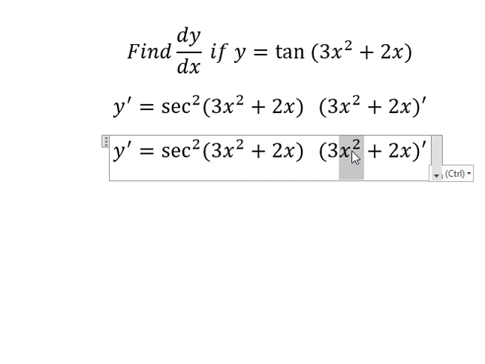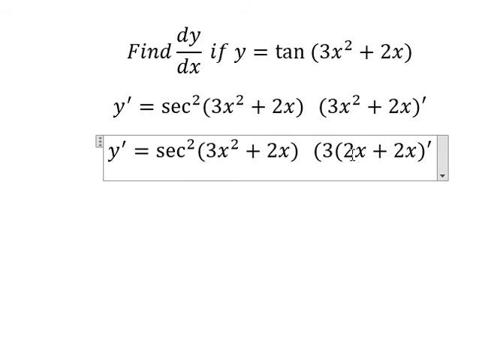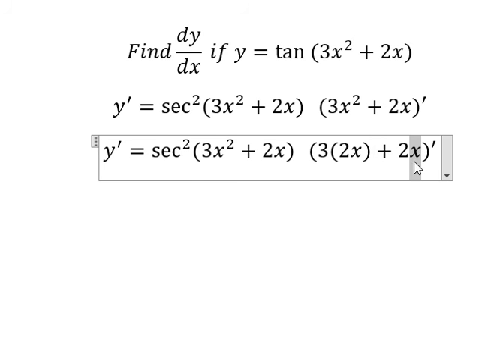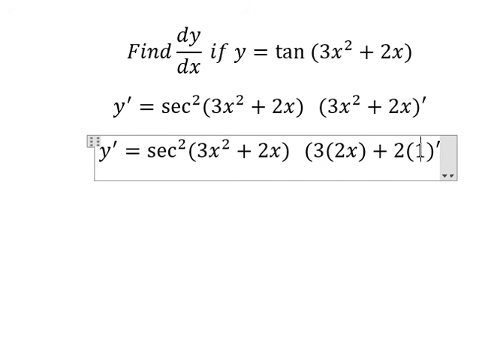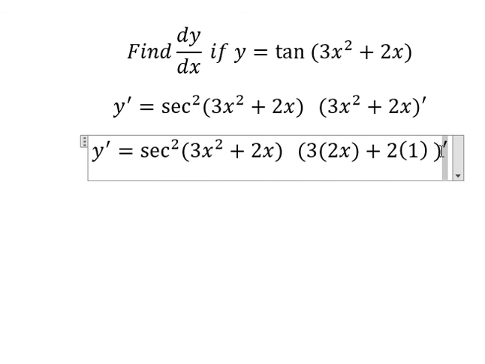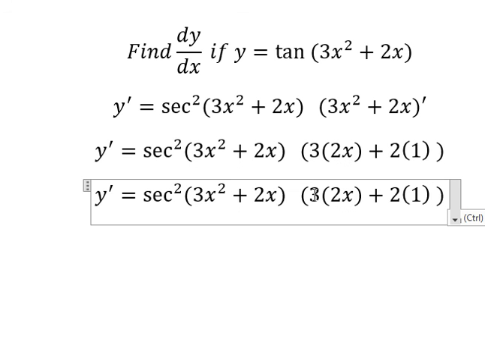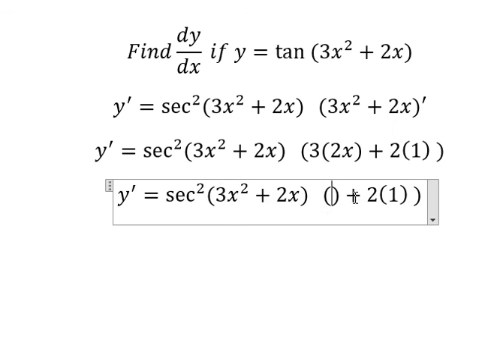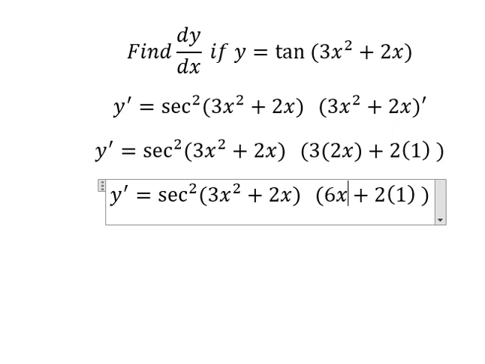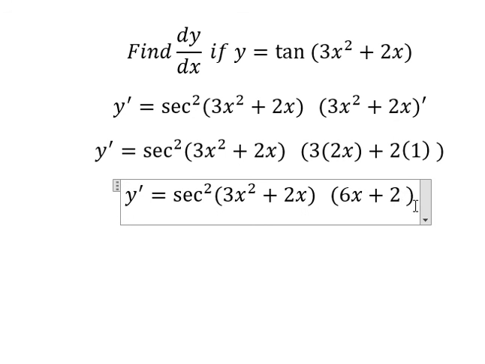So first derivative of x squared, we have 2x. First derivative of x, you get number 1. So we simplify. Number 3 and number 2, we have number 6. Number 2 and number 1, we have number 2. So I will put this one in here.